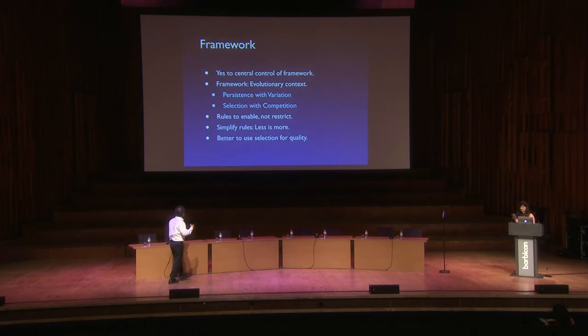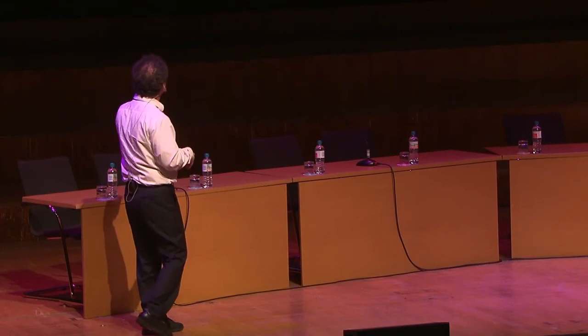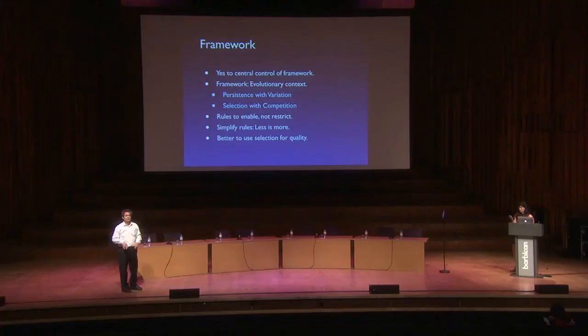So what does the framework look like? To be honest, I think Wikipedians understand this. I don't think I'm saying too much new. I think I'm giving a language for discussing the nature of the balance and the main nature of where we are or where we might want to go. But the basic statement is that you can have central control of the framework. That's fine. You may not choose to, but you can have that. That framework has to create this evolutionary context. And the key thing is that rules enable rather than restrict.